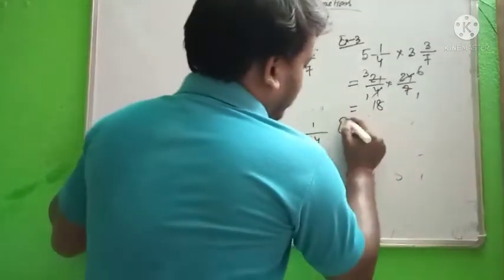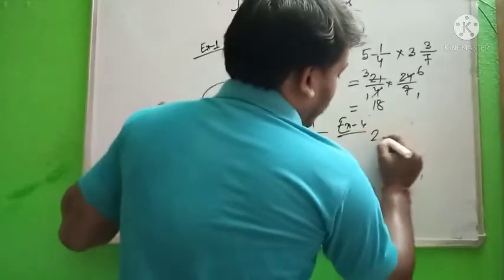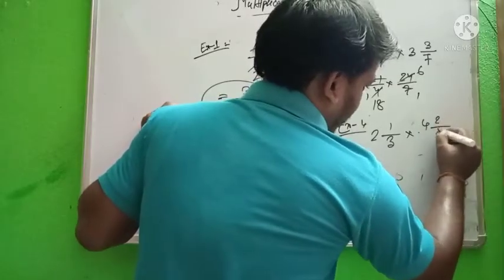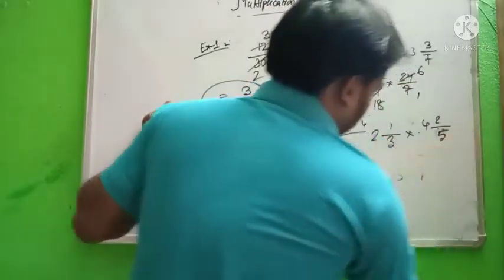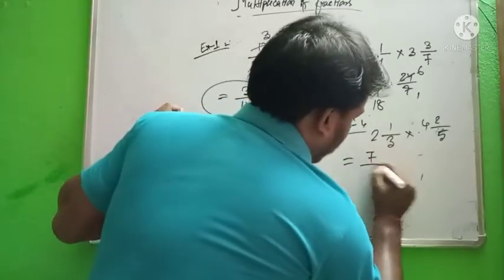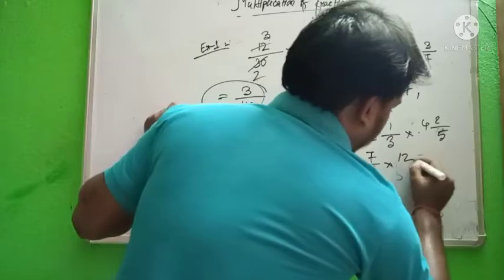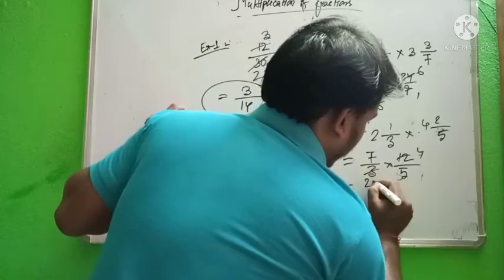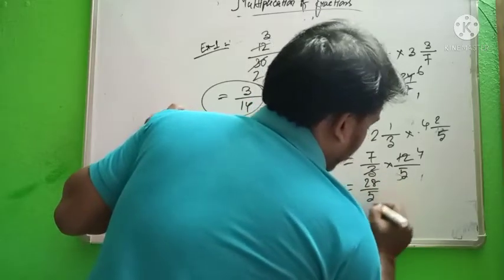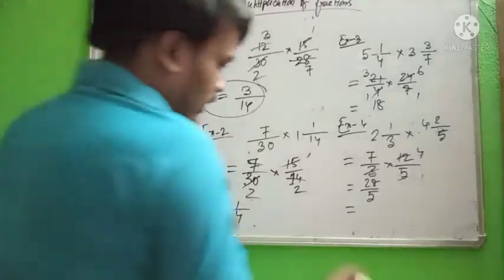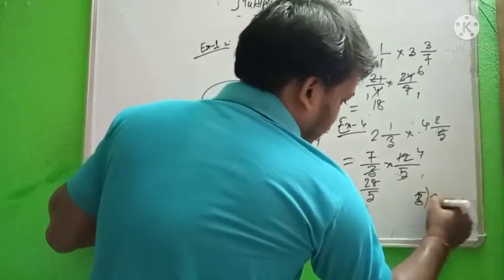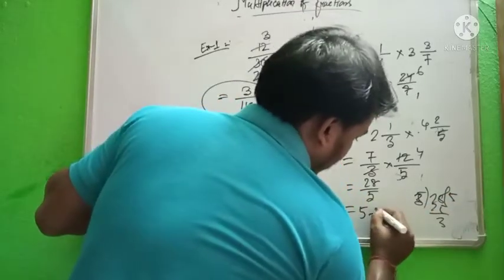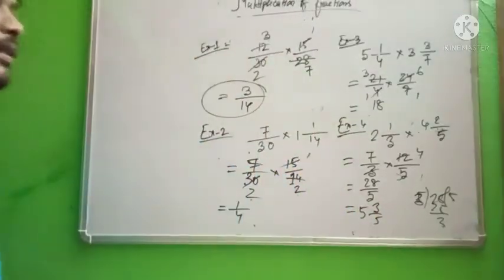If I take one more example: 2 whole 1 by 3 into 4 whole 2 by 5. Similar process. So 7 by 3, and 22 by 5. If we cut, we get 28 by 5. We need to write the answer in mixed fraction. So 5 divided into 28: 5 5s are 25, remainder 3. So 5 whole 3 by 5. This is the answer.